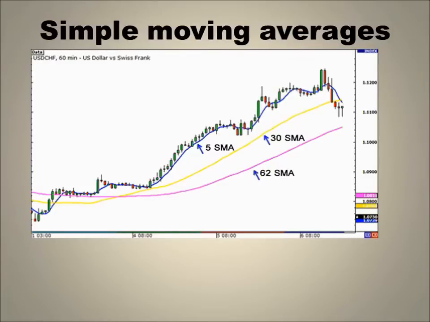Whereas the 62-period SMA, we have to add the closing volume of the last 62 candles and divide that number by 62. So the smaller the number, the closer they are to the actual movement of the market. But the larger the number, the smoother the line is. And later on in this video, I'm going to show you the significance between each number.